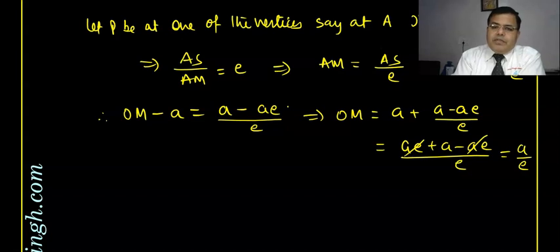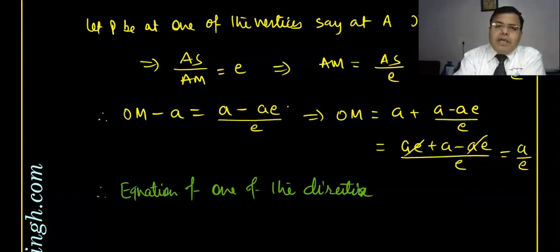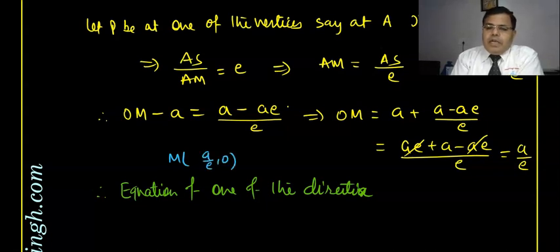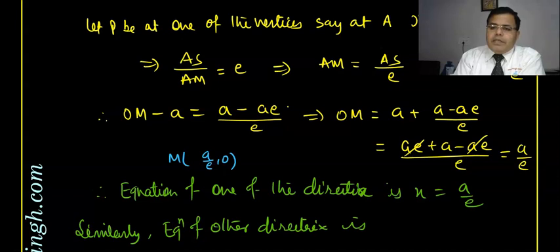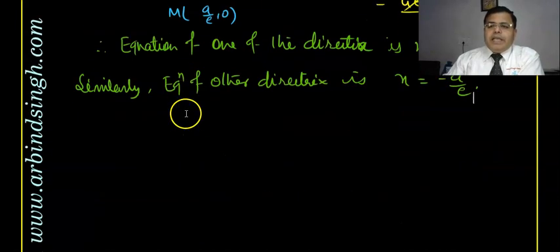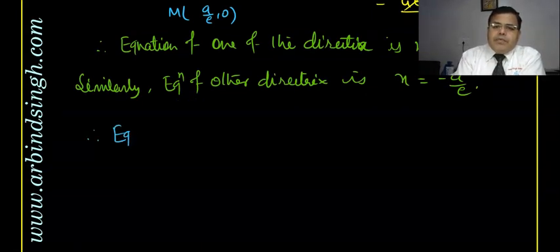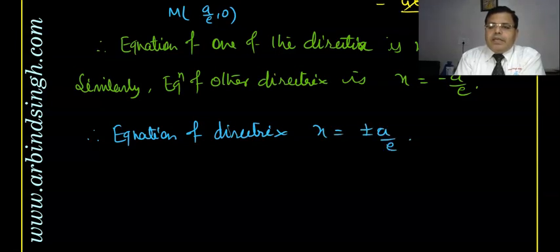So the equation of directrix is, therefore, the equation of one of the directrix, that is, coordinate of M is equal to A by E comma 0. And therefore the equation of one of the directrix is X is equal to A by E. Similarly, the equation of the other directrix, on the opposite side, is X is equal to minus A by E. So we can say the equation of directrix is X is equal to plus minus A by E. That is the equation of directrix.